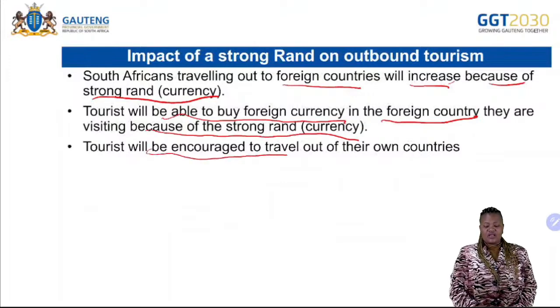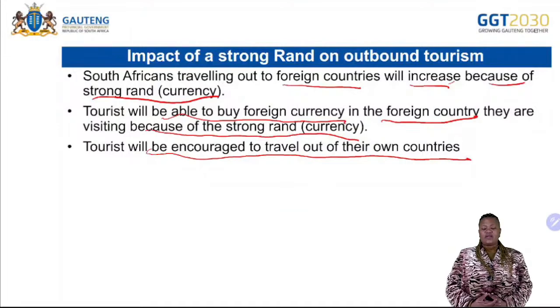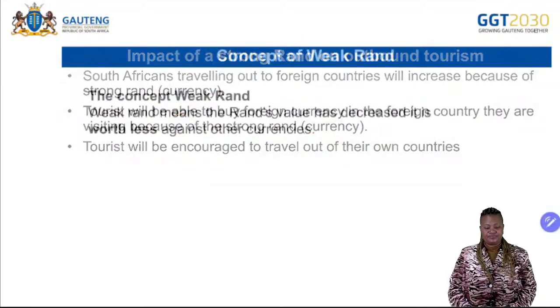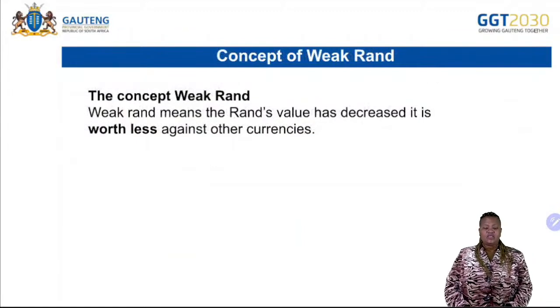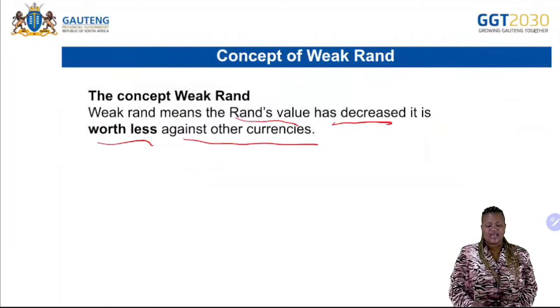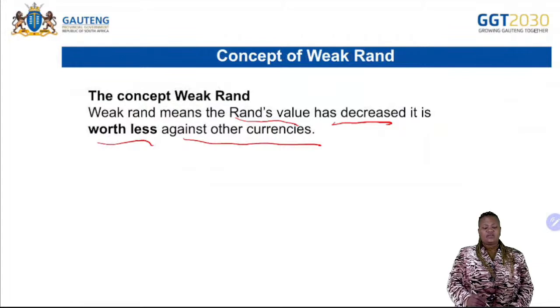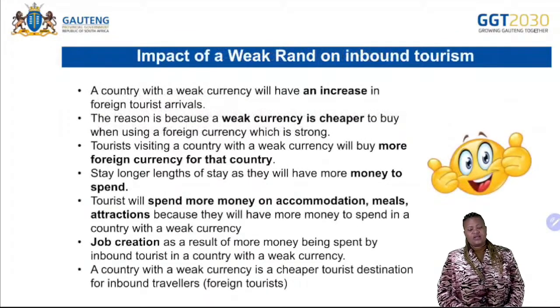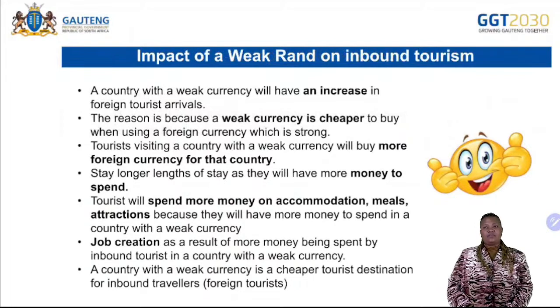Tourists will be encouraged to travel out of their own countries. So if our rand is strong, it actually stimulates us and makes us want to travel to international countries, simply because we'll be able to afford currencies from foreign countries. And then the concept of the weak rand. The weak rand means the rand's value has decreased and it is worth less against other currencies. And then the impact of a weak rand on inbound tourism.